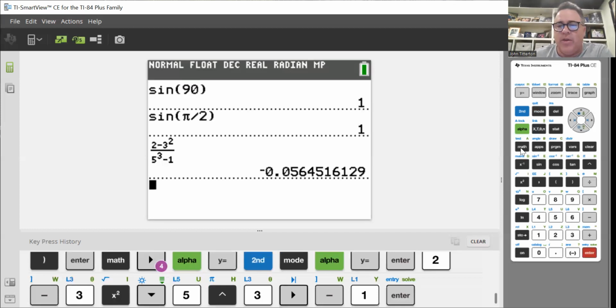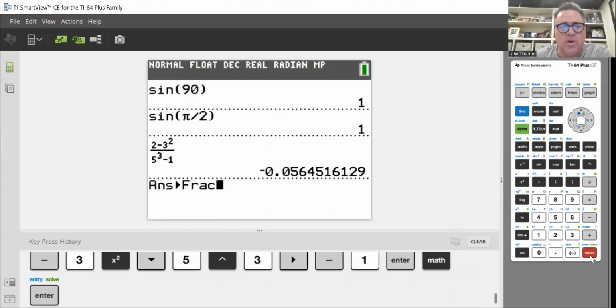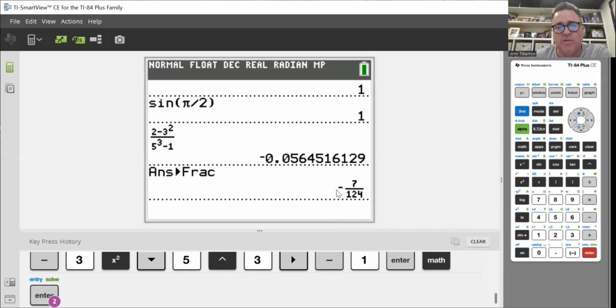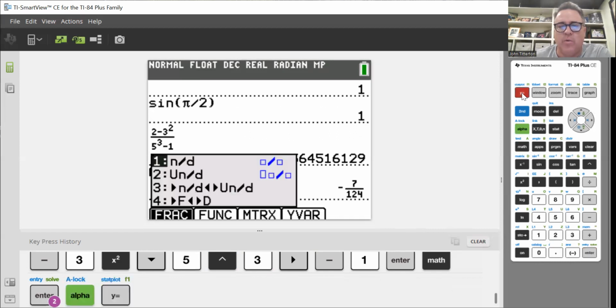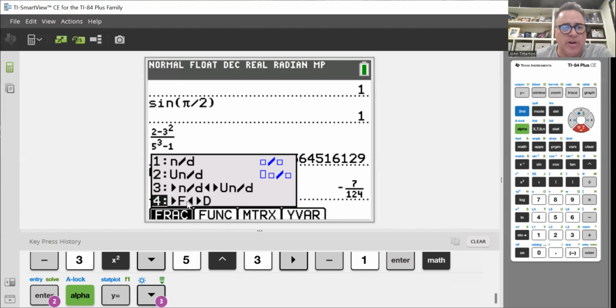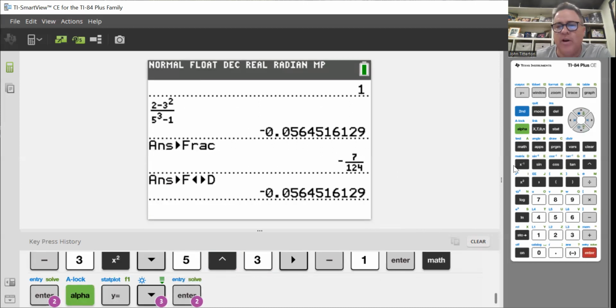What else? Oh, the math. So got all sorts of stuff in here. This turns things into fractions. So I could say, you know what? I want that answer as a fraction. I'm not sure if it'll work. Yeah, it gives it to me. So there's -7, 1/24. So I actually wouldn't use that. I'd hit the alpha y equals, and that's the bottom one. Hey, are you a fraction? Give me a decimal. Hey, you're a decimal. Give me a fraction. That's why the arrows go back and forth. So it's a decimal gives me a fraction.